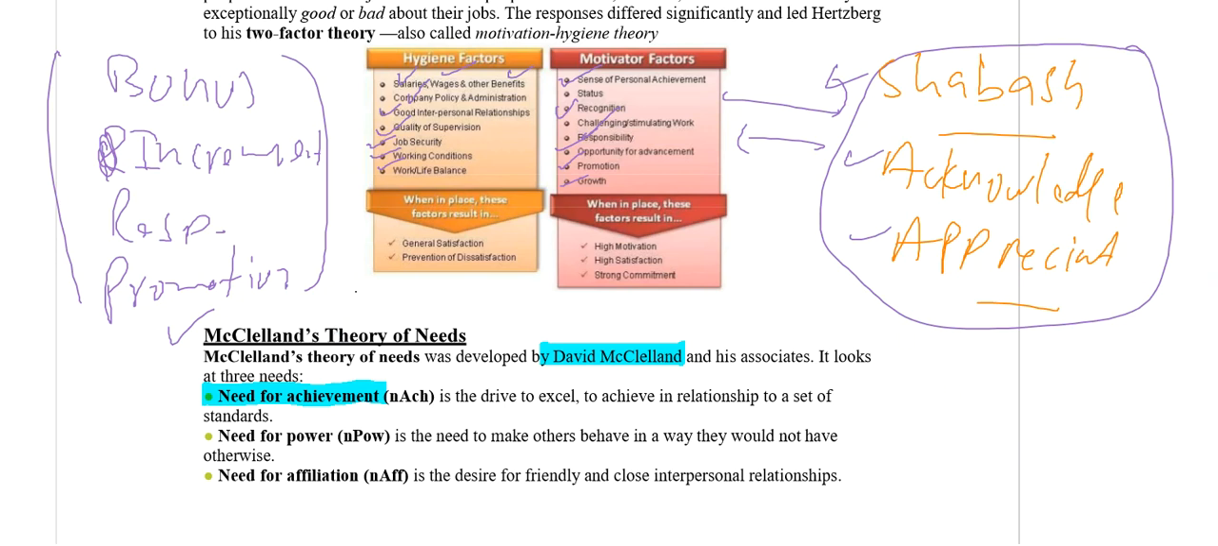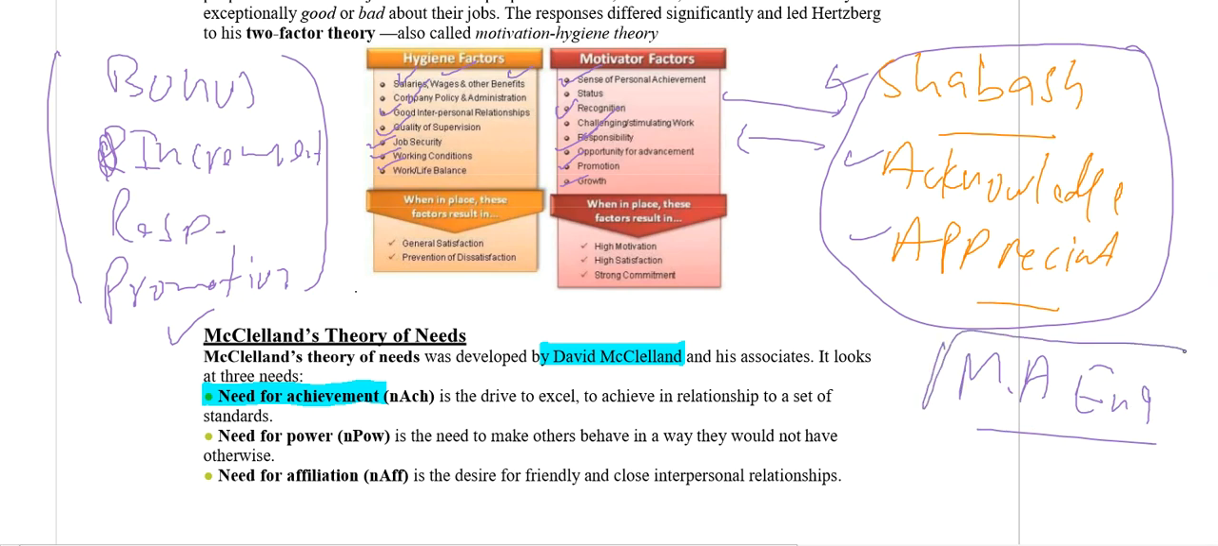For example, if I want to do MA English, it means this is my need for achievement. So I want to achieve this level of Masters of English. At the same time, some people say that I want to become HOD of the department, I want to become the manager in 5 years. So these are the needs to achieve high grounds. So there are some people who have this need for achievement.